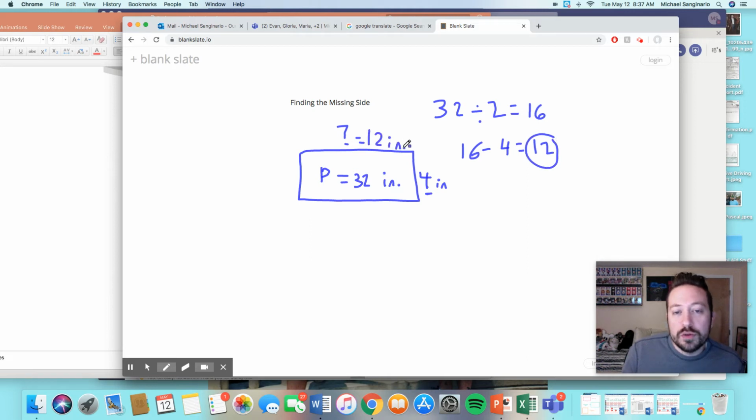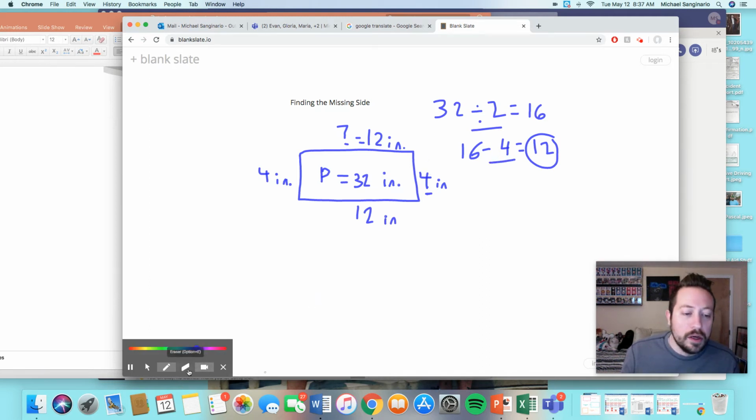Now, if I wasn't sure and I wanted to check that my answer was correct, all I would have to do is solve perimeter, which we know how to do, is just adding up all the sides. And remember, the opposite sides of a rectangle are always the same length. So if this is 12, this is 12 inches. And if this is 4 inches, this is 4 inches. So if I added it all up, 12 plus 12 is 24. 24 plus 4 is 28. And 28 plus 4 more is 32. And that's it. So 12 would be your answer here, okay? So again, you divide by 2. Then you subtract from the other side that you know, okay?